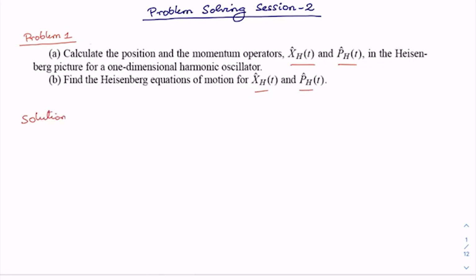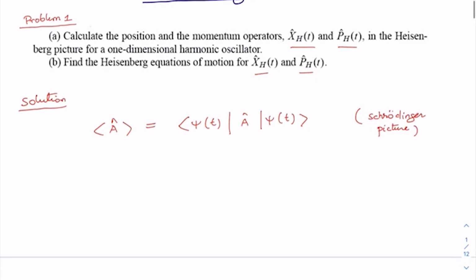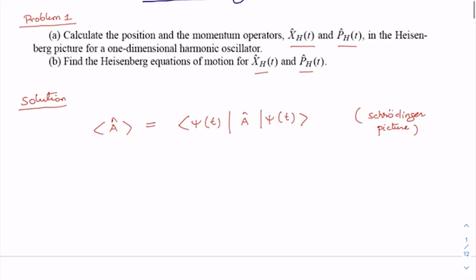But before I do it, let me remind you about the Heisenberg representation. We know that the expectation value of an operator A with respect to a normalized state vector or wave function psi of t, I can write in this way. So here psi of t is normalized. This is the expectation value that we calculate using the so-called Schrodinger picture. In the Schrodinger picture or representation, the wave function or the state vector is time dependent. On the other hand, the operator has no time dependency.